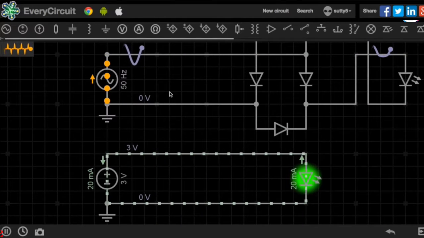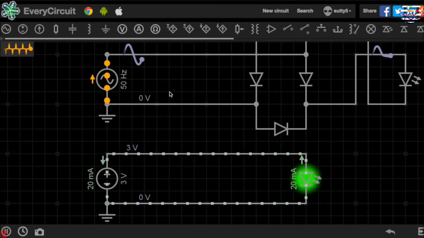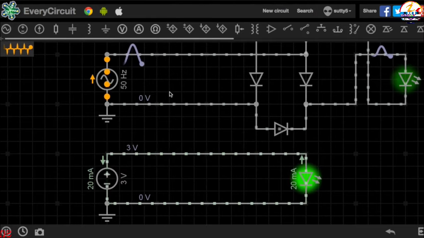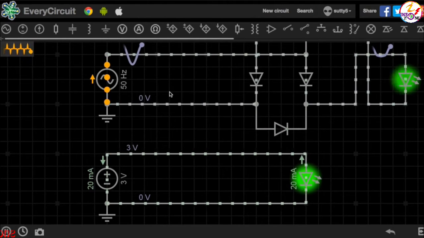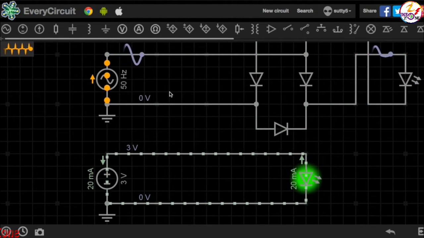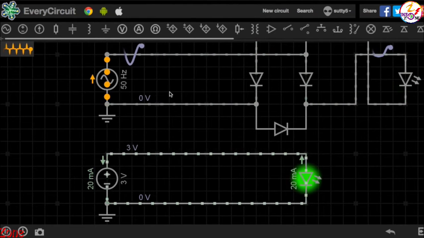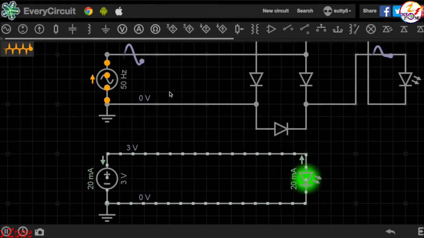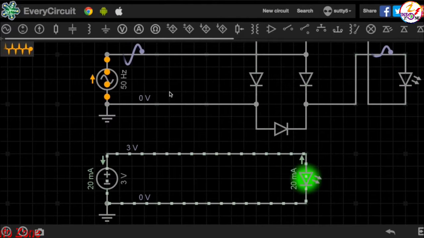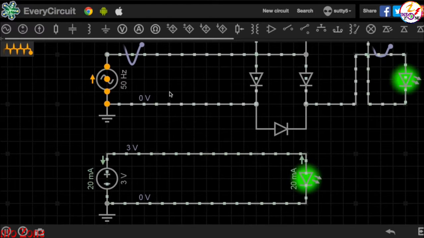So in this video we're going to go through the differences between AC and DC power sources. I've put together a visual demonstration using every circuit, so I'm not going to go into any particularly advanced details, but I'll make sure that you can understand the fundamental differences between AC and DC power supplies.